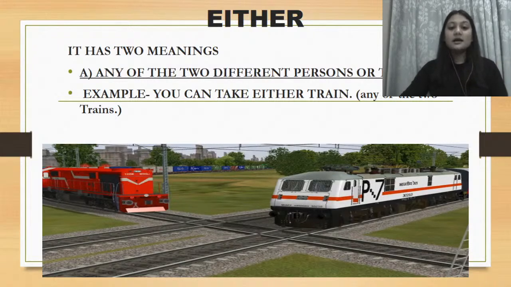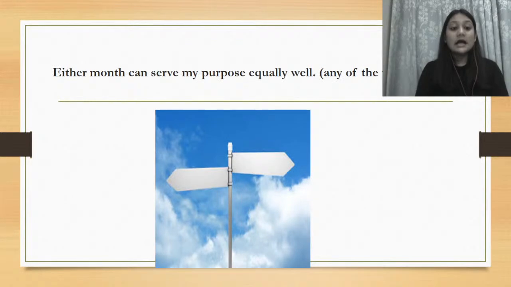Getting it? The first meaning of either is that you have got two options, right? And you can pick any of it. In that scenario, you have to use either. Example, you can take either train. So you can pick this particular train or you can pick that particular train. Choice is totally yours. So when we are talking about two things or two different persons, you can use either. You can pick out any of the trains from there. Next. Either month can serve my purpose equally well.